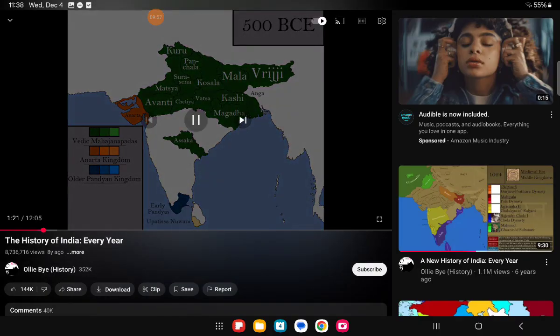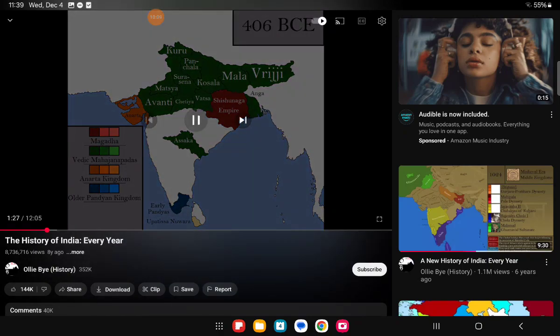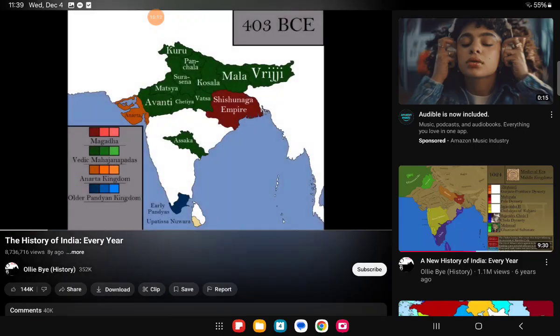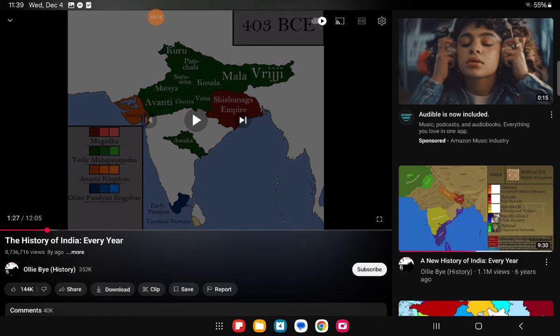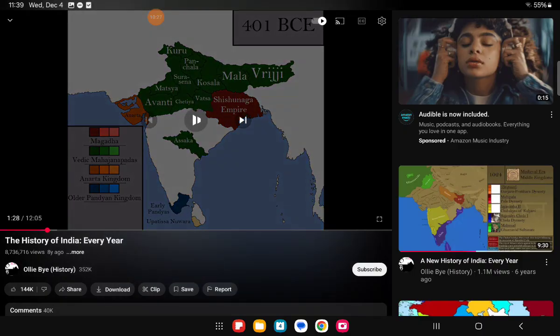face? So Kashi and Magadha are the ones that are going to be replaced by this thing. So looks like it was first Kashi, then Magadha. Then the Shishunaga Empire ate Anga, whatever it was. I don't remember what it was called. Oh, it was Anga. So it first eats Magadha, and then Kashi, and then Anga, and touches Vriji.